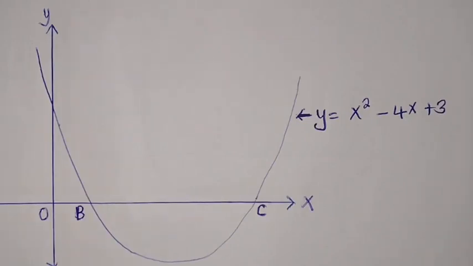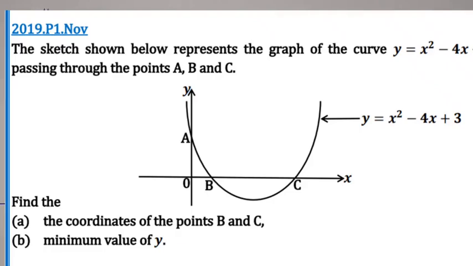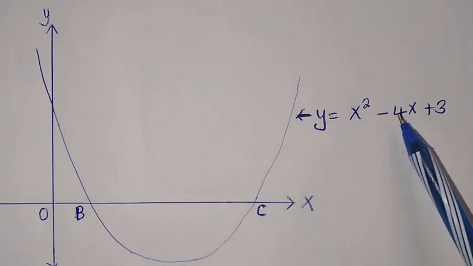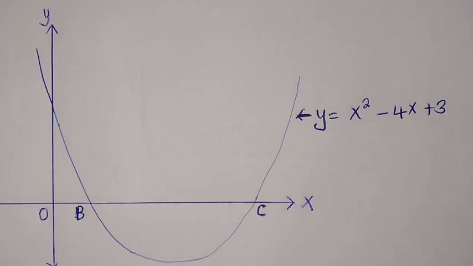So in this presentation, we are going to answer a question coming from quadratic functions. This is a question that came in Mathematics Paper 1 for 2019. The question reads: the sketch shown below represents the graph of the curve y equals x squared minus 4x plus 3. So this is the sketch showing the graph of y equals x squared minus 4x plus 3. In this sketch, we have the point B, we also have the point C.